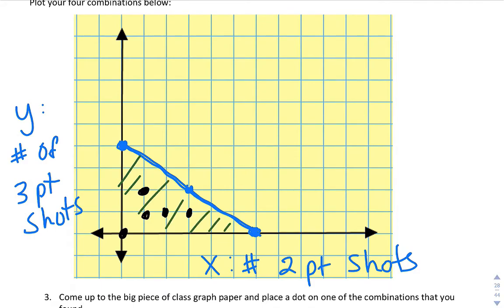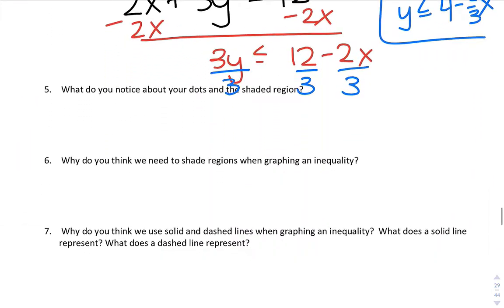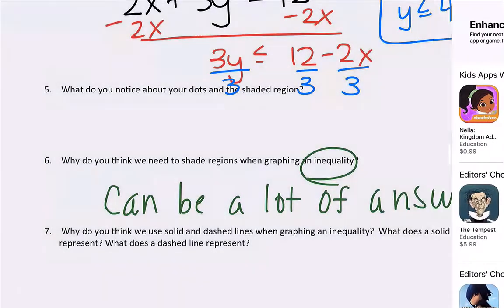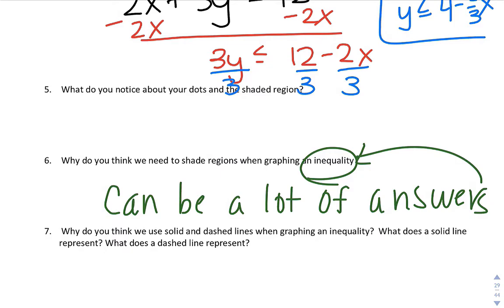And so anything in that shaded area could be a possible combination of points that would be less than or equal to 12. Okay, so what do we notice about the dots in the shaded region? Well, all the dots are in the shaded region. Number 6, why do you think we need to shade regions when graphing an inequality? The reason is there can be more than one answer, a lot of answers that satisfy the inequality.